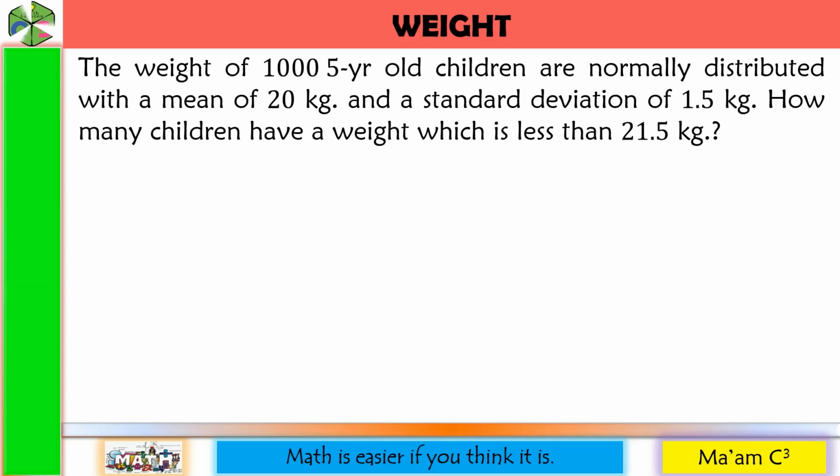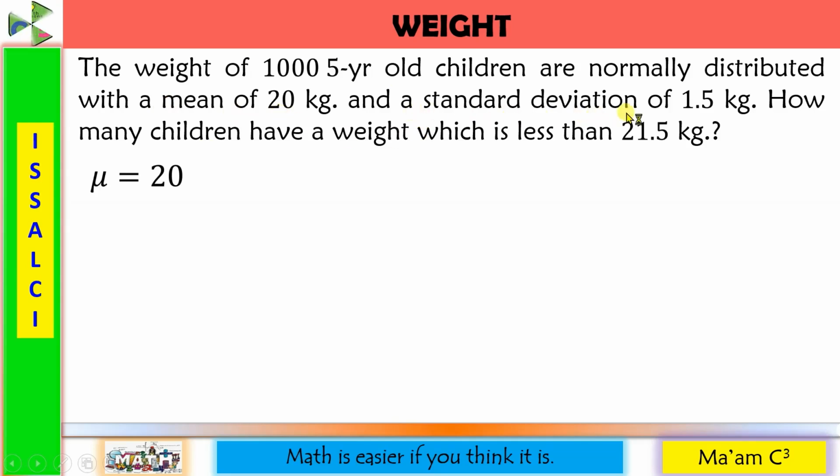Another example, the weight of 1,000 5-year-old children are normally distributed with a mean of 20 kilograms and a standard deviation of 1.5 kilograms. How many children have a weight which is less than 21.5 kilograms? Let us recall our steps. Step 1, let us identify the given. So our mu is 20. Our sigma is 1.5. We only have one x here, and that is 21.5. We have another given here, 1,000. This is the total number of 5-year-old children. So n is equal to 1,000.